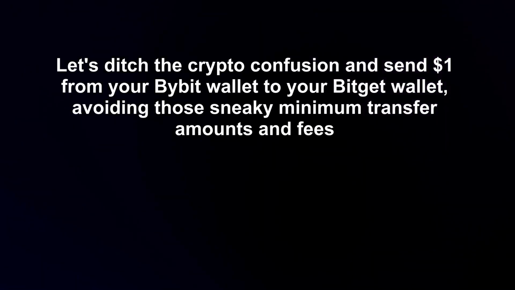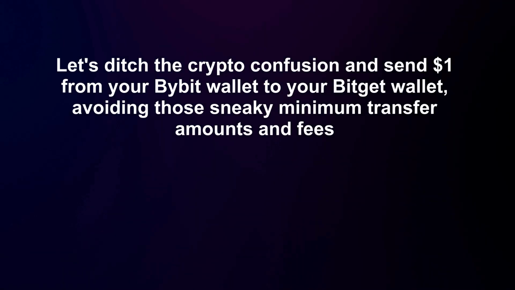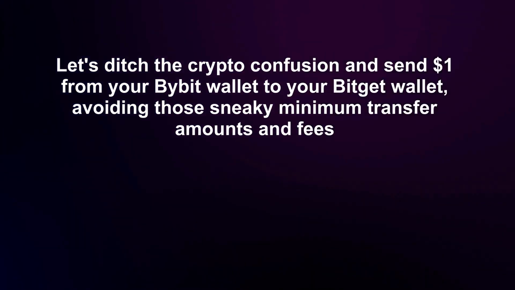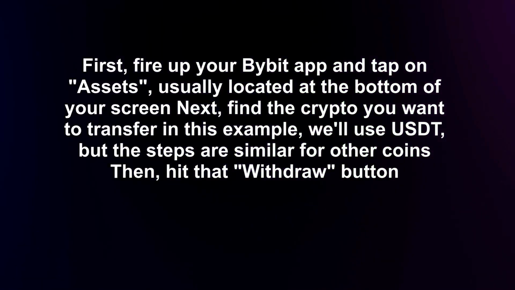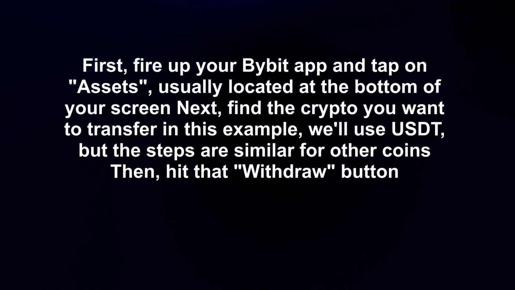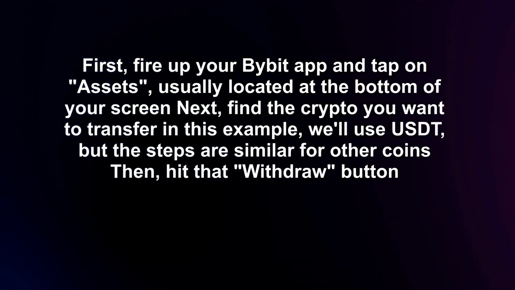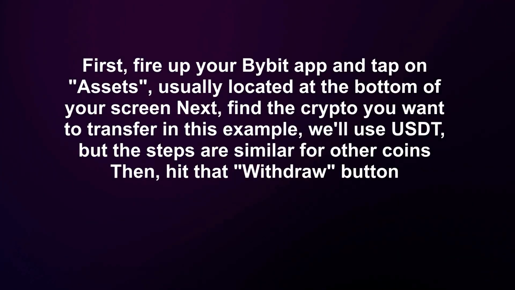Let's ditch the crypto confusion and send $1 from your Bybit wallet to your Bitget wallet, avoiding those sneaky minimum transfer amounts and fees. First, fire up your Bybit app and tap on Assets, usually located at the bottom of your screen. Next, find the crypto you want to transfer. In this example, we'll use USDT, but the steps are similar for other coins. Then, hit that withdraw button.